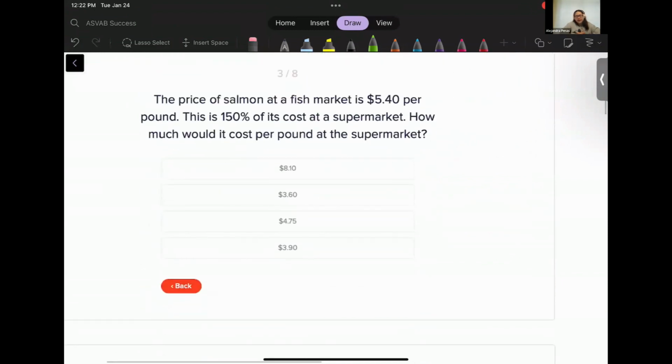Okay. The price of salmon at a fish market is $5.40 per pound. This is 150% of its cost at a supermarket. How much would it cost per pound at the supermarket? What kind of problem do we have here?